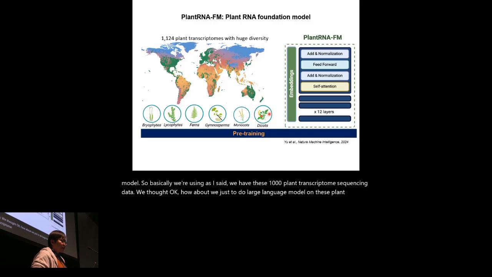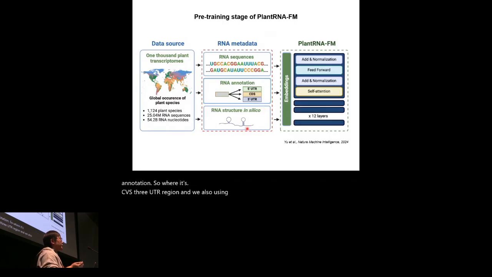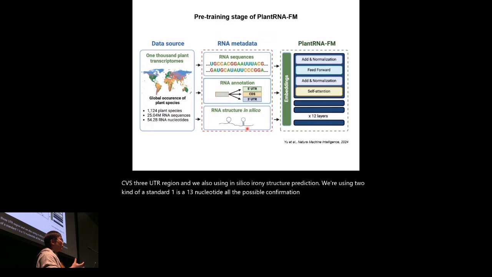So what are we using for training? We use RNA sequences, RNA annotation, meaning the 5-UTR, CDS, and 3-UTR regions, and in silico RNA structure prediction. We use two standards. One is 13 nucleotides with all possible conformations, because we want to give more information rather than one specific structure with the lowest minimum free energy. So we have 1,000 ensemble possible structure conformations of 13 nucleotides. We also have a 100-nucleotide window size, so we try to maximize the training capacity.